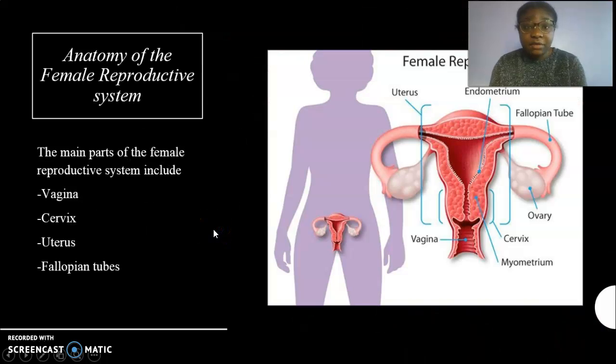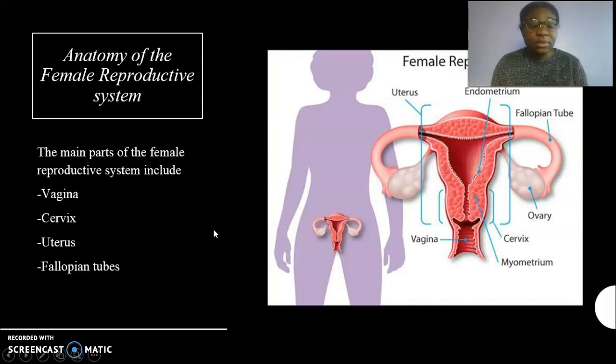The anatomy of the female reproductive system is composed of four main parts. Not just those four main parts are a part of the female reproductive system, but in order to be able to reproduce offspring, you will need these four essential parts, which are going to be the vagina, cervix, uterus, and the fallopian tubes. The vagina is also known as the birth canal.